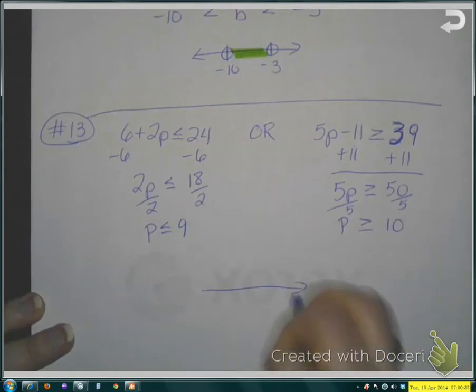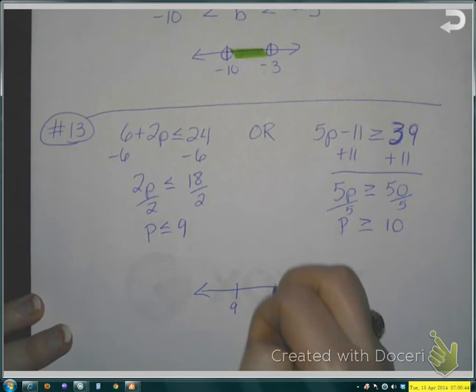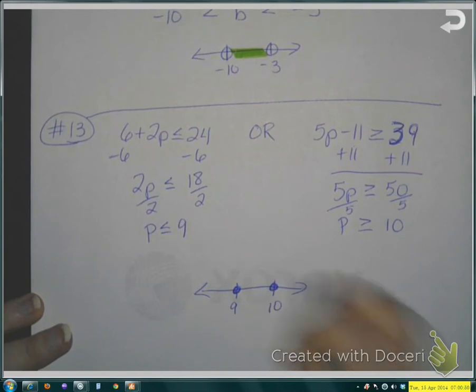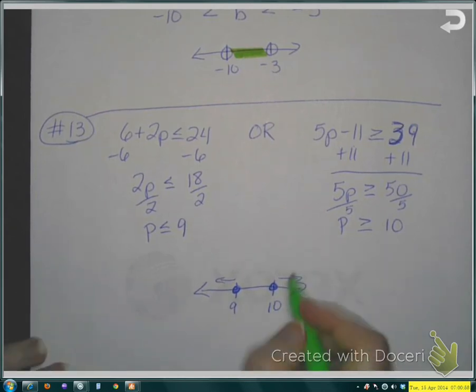Okay? So on the number line here, we got to think again. It's not as easy as the other type of compound. I put my 9 in, put my 10 in. What kind of circles do they get? They both get closed. Now with 9, it's less than the 9, so we're going to go this way. Greater than the 10, we're going to go this way. Okay, so I get my boat oars. They're coming out like this.